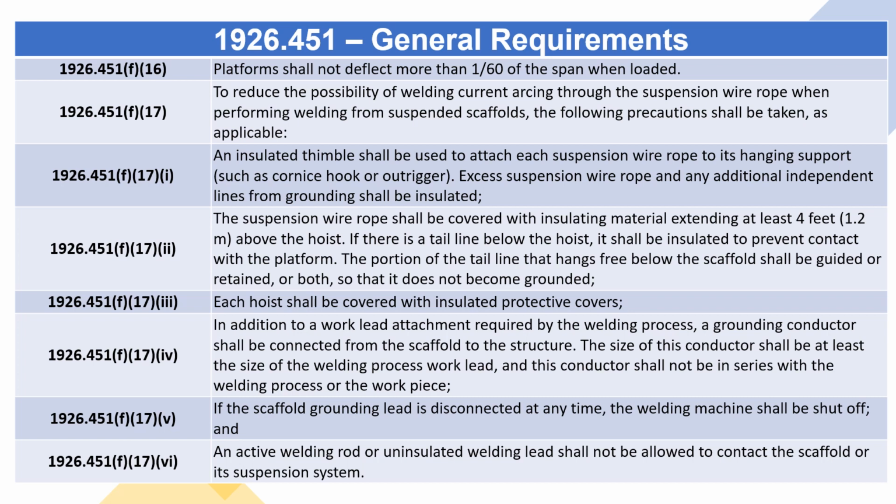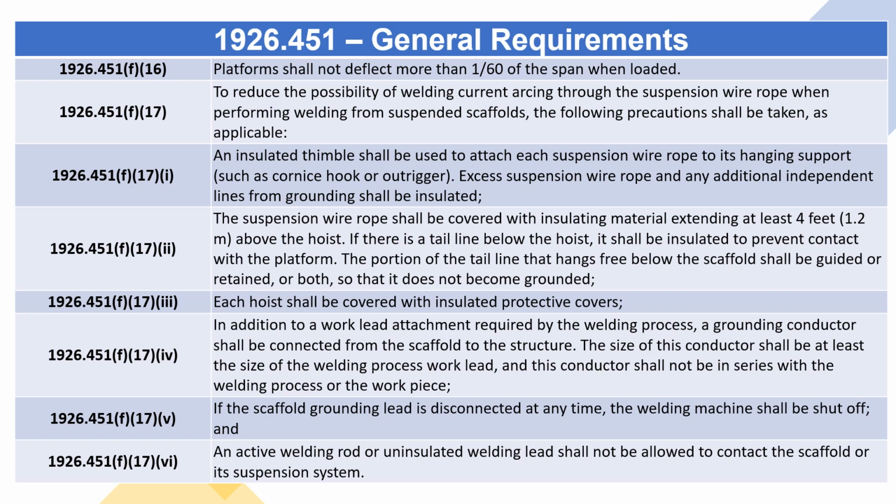1926.451 F17 3. Each hoist shall be covered with insulated protective covers. 1926.451 F17 4. In addition to a work lead attachment required by the welding process, a grounding conductor shall be connected from the scaffold to the structure. The size of this conductor shall be at least the size of the welding process work lead, and this conductor shall not be in series with the welding process or the workpiece.